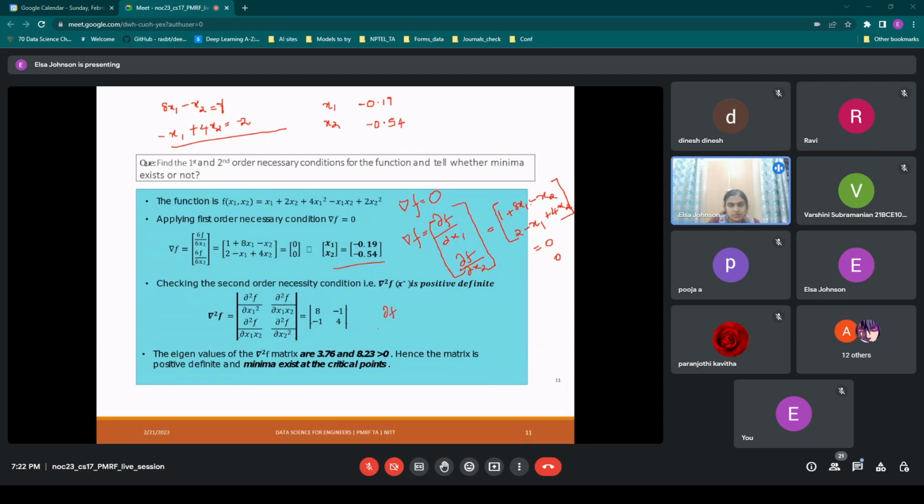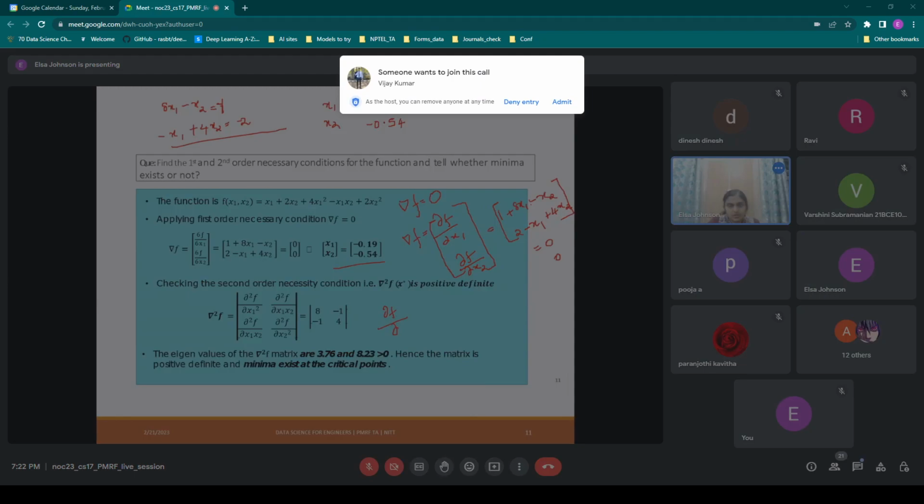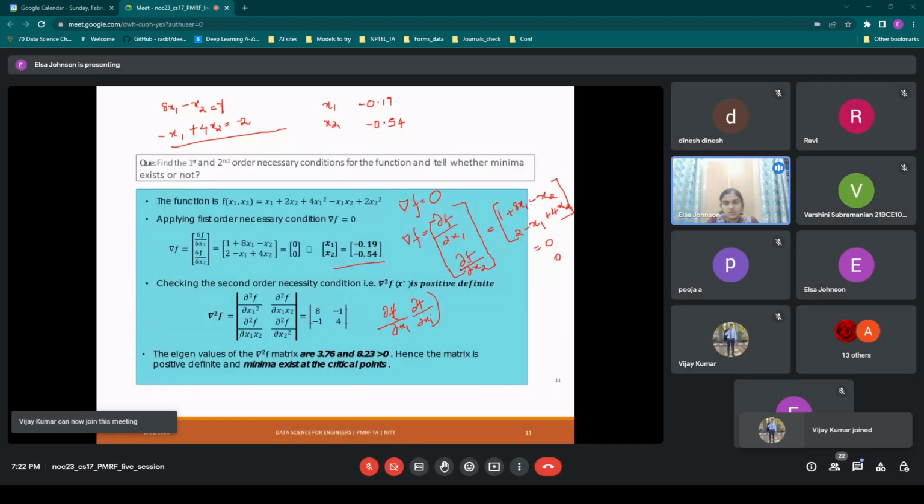That will be dou by dou x1 of dou f by dou x1. So dou f by dou x1 is already found out, right? Differentiating one more time, it will be coming like 8. Similarly, you can do for dou f by dou x2 differentiated with x1.